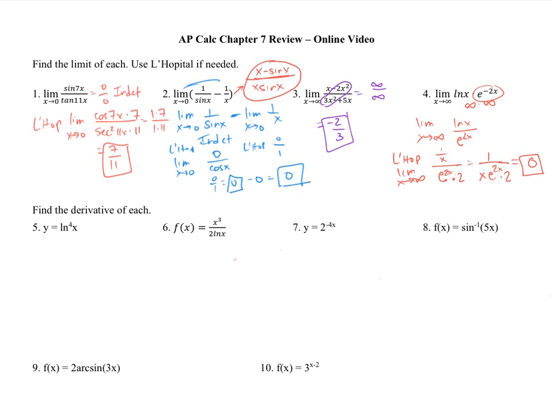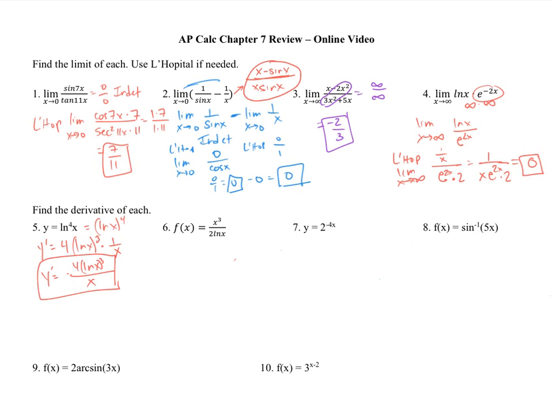Find the derivative of each of these. All right, for this first one, y prime is going to end up being 4. So remember, this is ln x to the 4th power. So 4 ln x to the 3rd times 1 over x. We need to chain rule that part. So we end up with y prime equaling 4 ln x to the 3rd, and on the bottom, we just have that x. So we can simplify it like that. All right, moving on to number 6, taking the derivative.